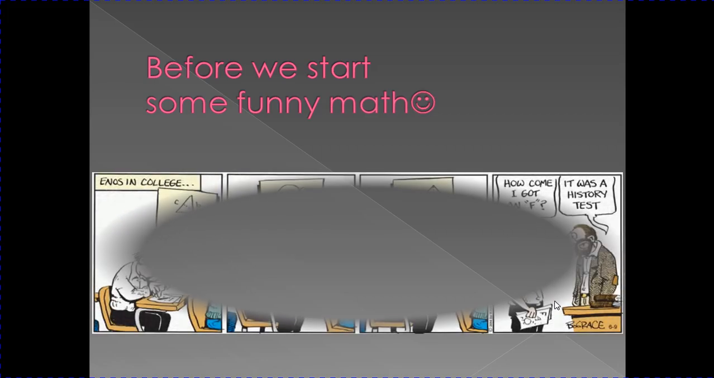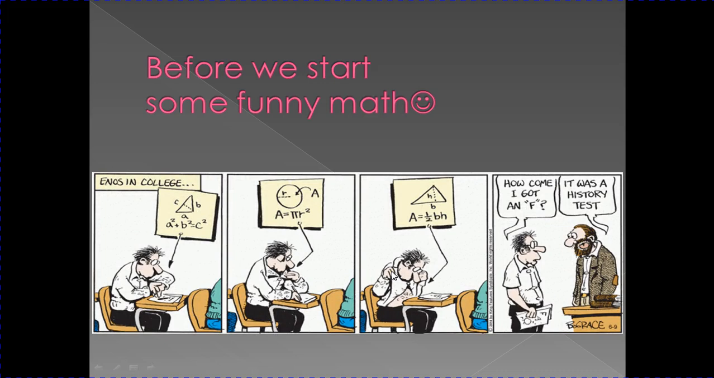Before we take the question, let's see some funny math. You see this story. You see here one student trying to solve a question of a math exam. First question about Pythagoras theorem, and second question about the area of the circle. He solved the questions with correct answers. The third question about the area of the triangle, but see what happened when he gave the paper to the teacher. He discovered that it's a history test and he failed the exam.